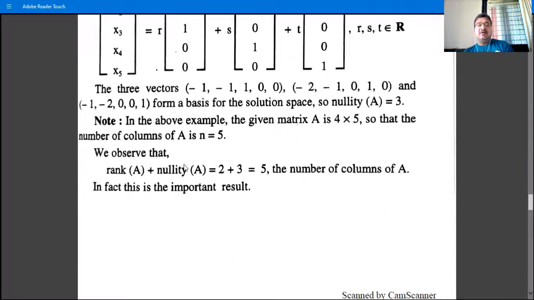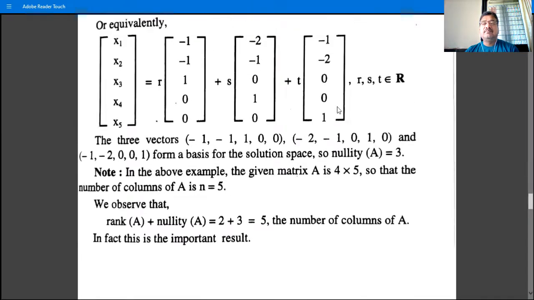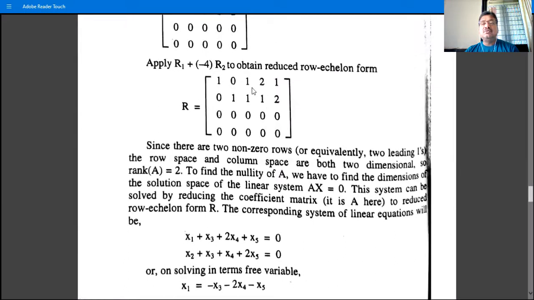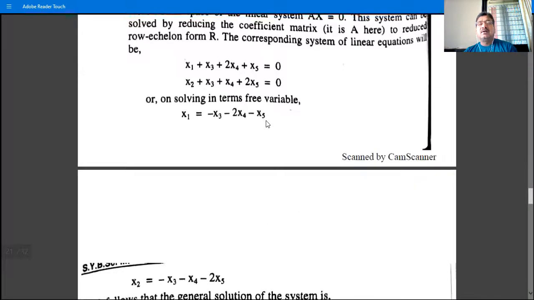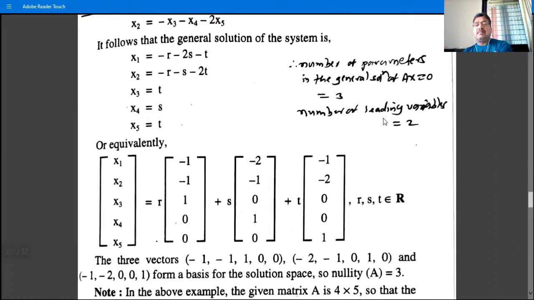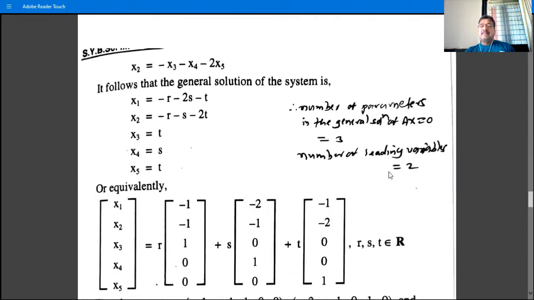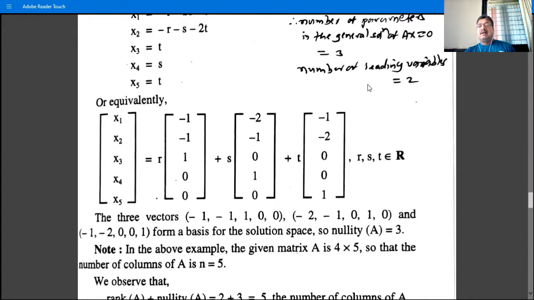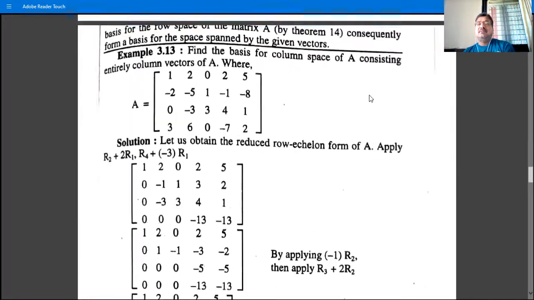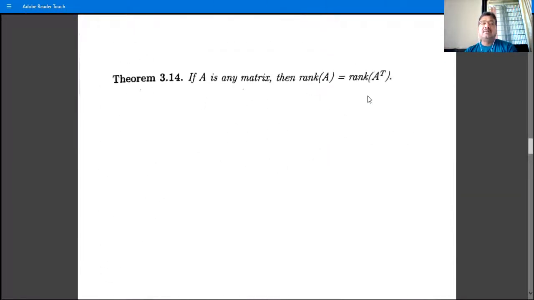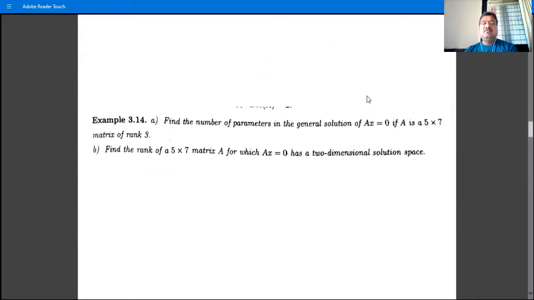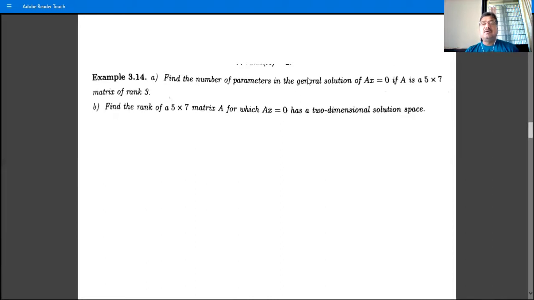And what is the rank of the matrix? The rank of the matrix is 2. For this matrix, there are two non-zero rows, so rank of A is 2. Rank is the number of leading variables. After rewriting the system, we have to assign three variables, meaning there are three parameters. The parameters mean the nullity of the matrix, and the leading variables mean the rank of the matrix. So this is another form of the definition of rank of the matrix, and these types of examples are important for MCQ type questions.